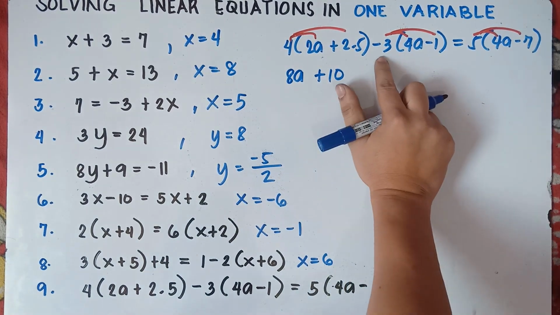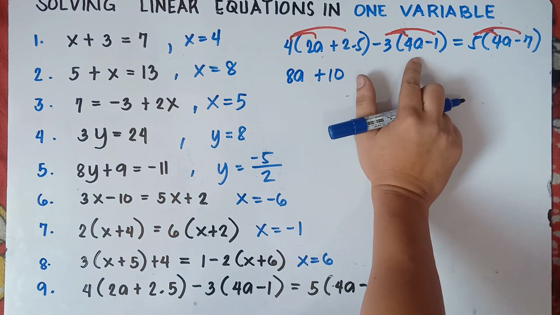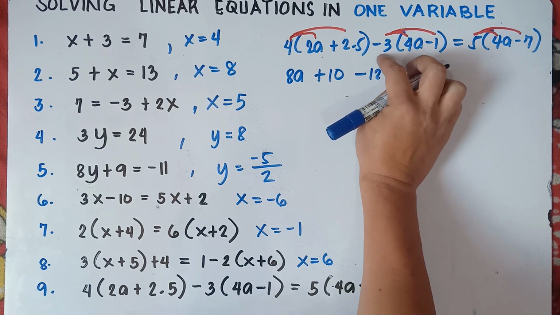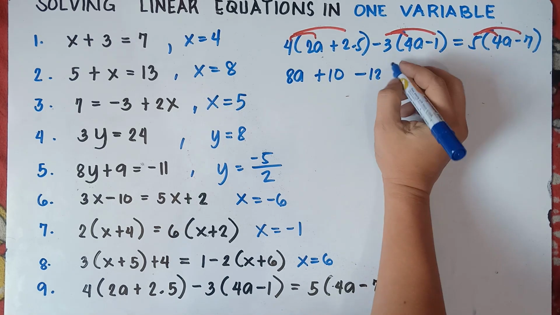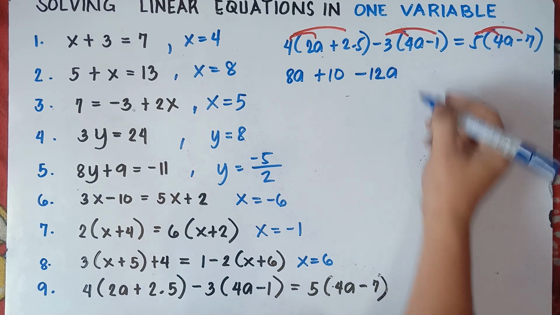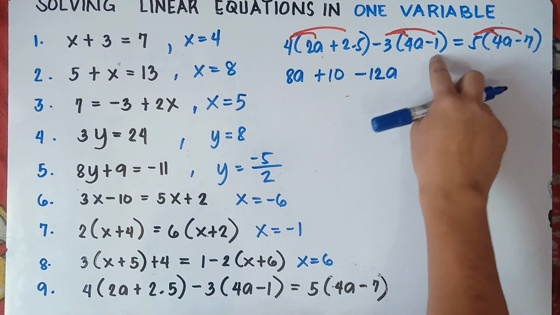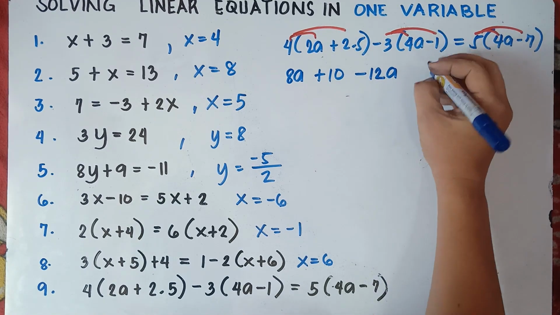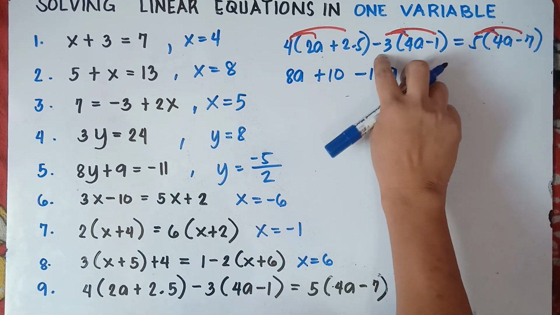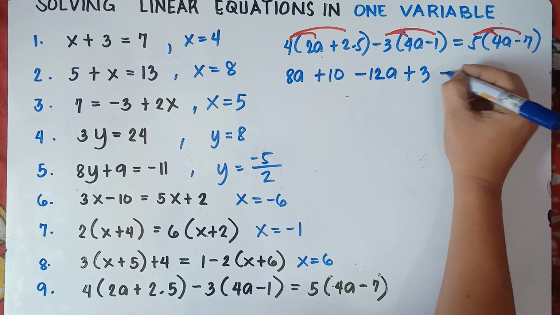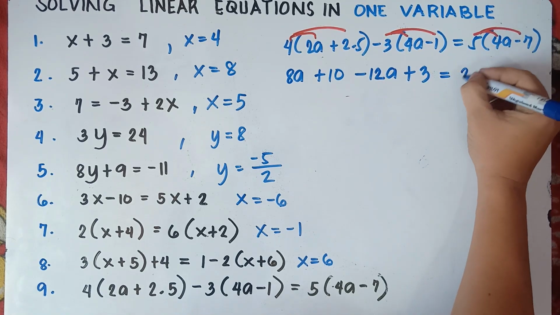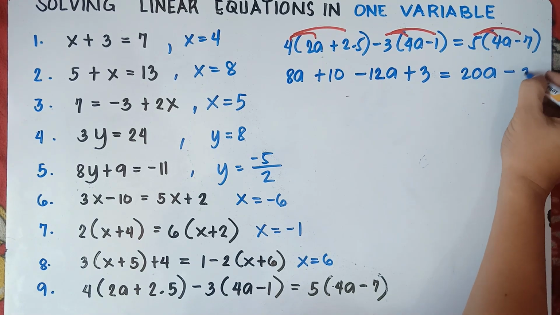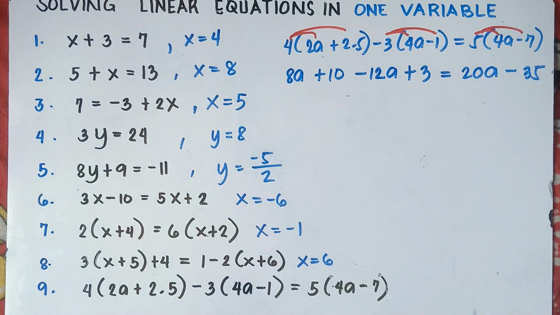Alright, how about this one? Negative 3 times 4a, that's negative 12. Negative 3 times 4, that's 12. Copy a. Negative 12a. Negative 3 times negative 1, that's positive 3. Negative times negative is positive. Equals 5 times 4a, that's 20a. 5 times negative 7, that's negative 35.